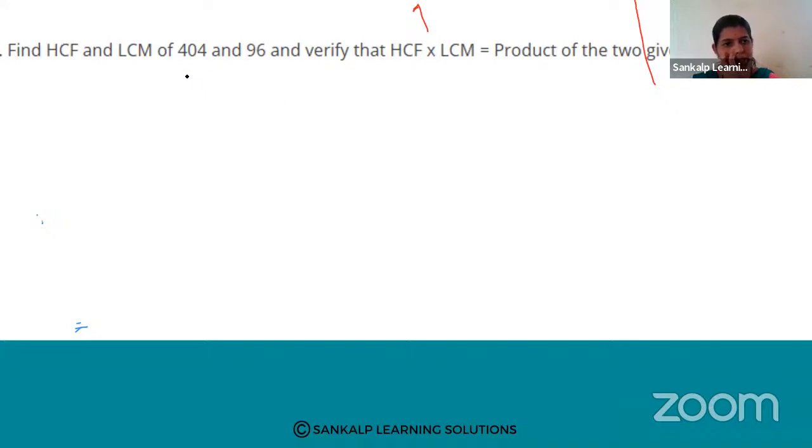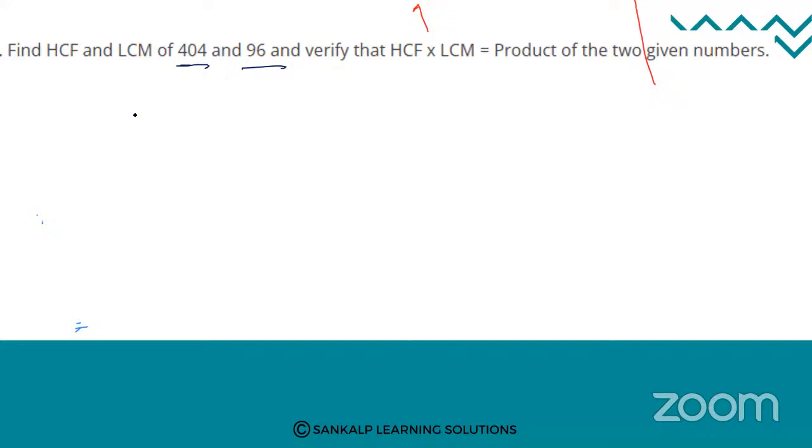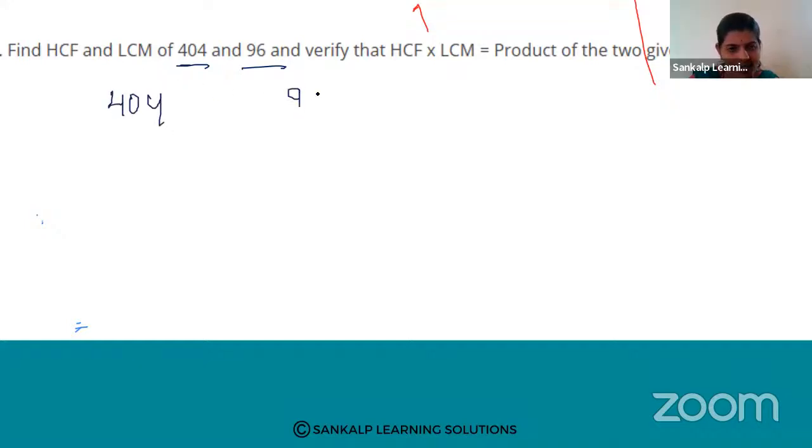One minute. HCF and LCM of 404 and 96 and verify that HCF into LCM. Find out HCF and LCM and verify. Let's verify. Okay, let's find out the HCF and LCM of 404 and 96. Okay, yes, what do we do first?